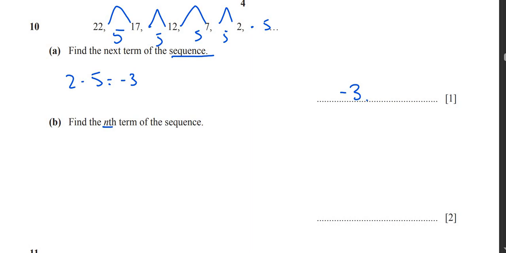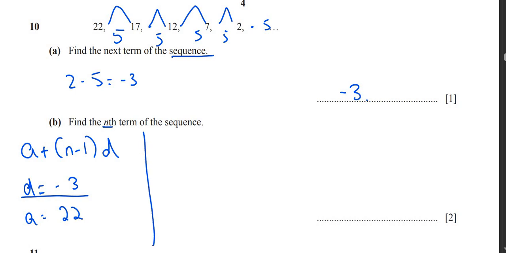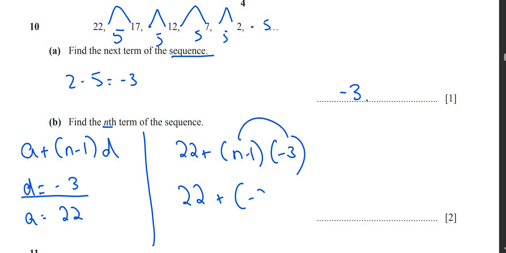Now find the nth term of the sequence. Whenever the difference is the same, you use the formula a plus n minus 1 multiplied by d. So d is equal to negative 3. A is the first term, which is 22. So the answer is 22 plus n minus 1 multiplied by negative 3. n multiplied by negative 3 is negative 3n, my bad. And negative 3 multiplied by negative 3 is positive 3.